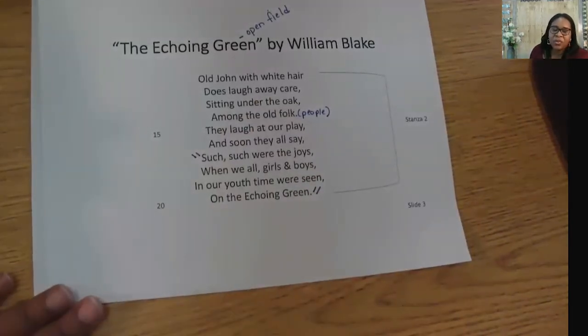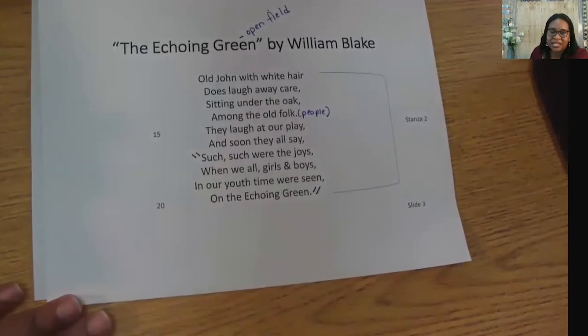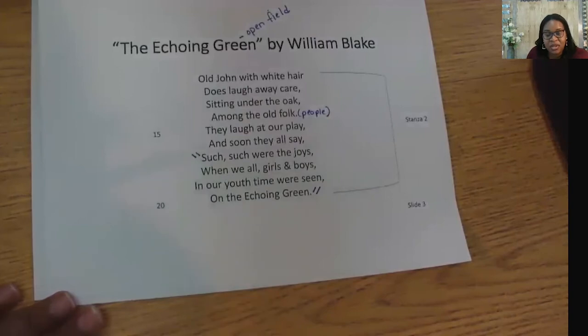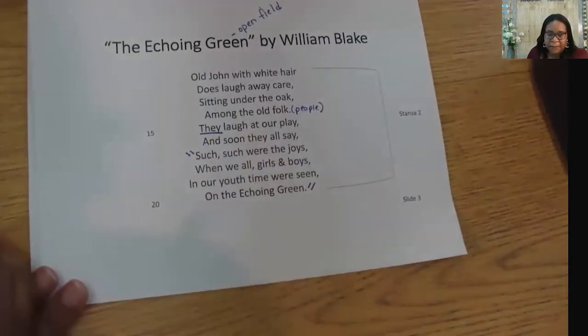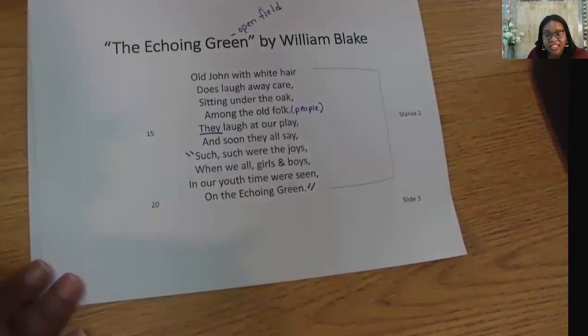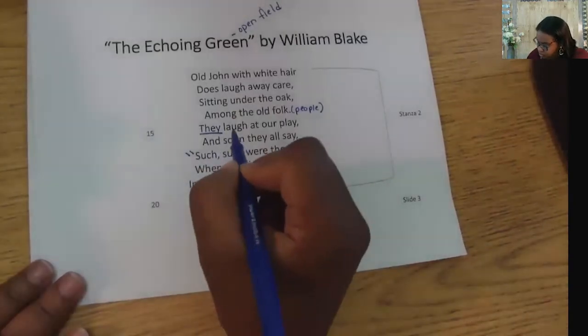Now, how do we know the character speaking in lines 17 through 20 is different from the character who is narrating the poem? A clue for me is the word they. It is someone else. The narrator is not including themselves by using the word they. So let's underline the word they. I'm going to underline this as a reminder that it's someone other than the narrator talking. But who is they? Very good. They are the old folk. So I'm going to draw an arrow from they to the old folk.